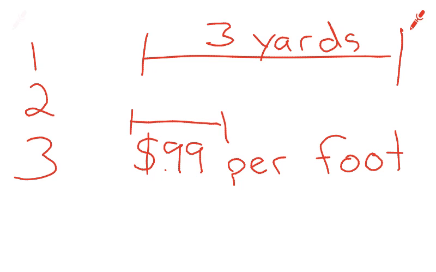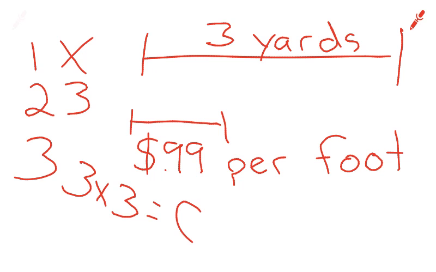Now, we're going from yards to feet, 3 yards to feet. Yards to feet is bigger to smaller. Now, we have 3 yards. What's our special number going to be? It's going to be 3 because there's 3 feet in a yard. So our final step is 3 times 3. That's going to tell us how many feet she bought. 9 feet.